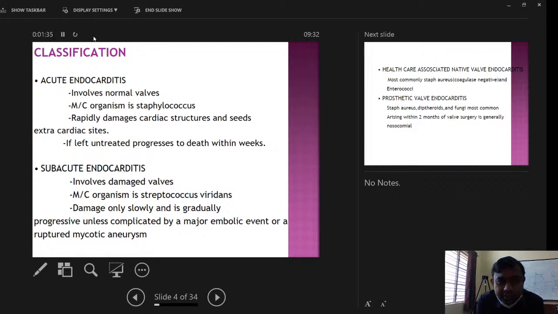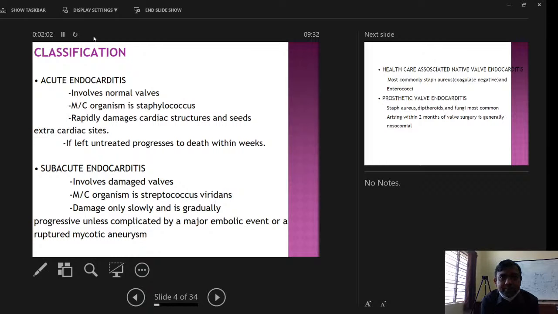So infective endocarditis is classified according to the onset, that is acute or subacute. Acute normally involves normal valves, not damaged valves. The most common organism involved is Staphylococcus. It damages the cardiac structures and seeds extracardiac sites, and if left untreated, progresses to death within 1 to 2 weeks.